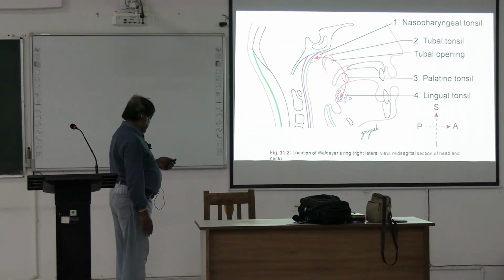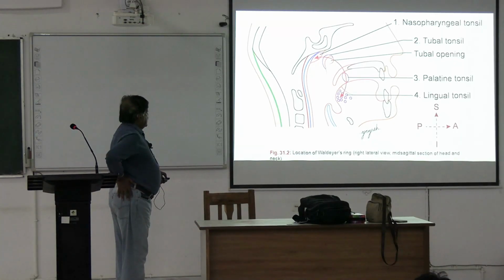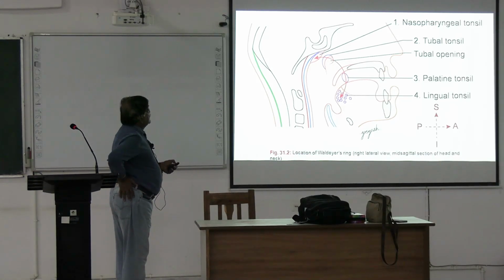Now, location of Waldeyer's ring. Now, right lateral view, mid-sagittal section of the head and neck. See, this is the nose, this is the upper lip, this is the lower lip, these are the two incisors, this is the hard palate, this is soft palate, uvula, the palatine tonsils here, and lingual tonsils, this is the tongue, lingual tonsils. Now, here the tubal tonsils, tubal opening here, and nasopharyngeal tonsil. This is the nasopharyngeal tonsil.